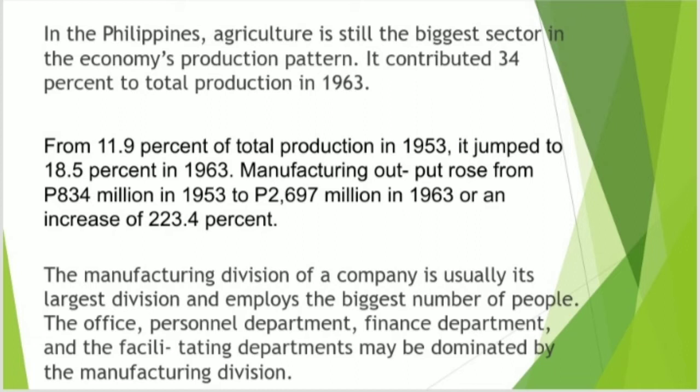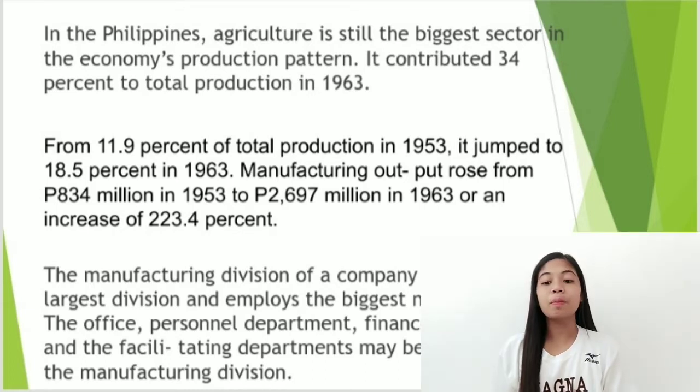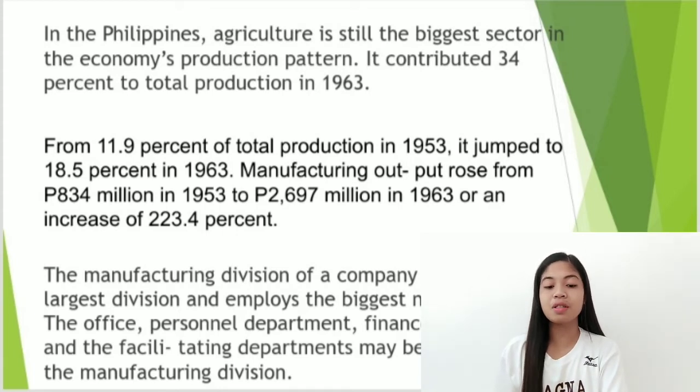The manufacturing division of a company is usually its largest division and employs the biggest number of people. The office, personnel department, finance department, and the facilitating departments may be dominated by the manufacturing division. In addition to the actual manufacturing unit, there are a factory office, a small personal staff, production control, the plant engineer, the chief inspector, the product engineer, purchasing, receiving, shipping, material or stores, traffic, and cost.